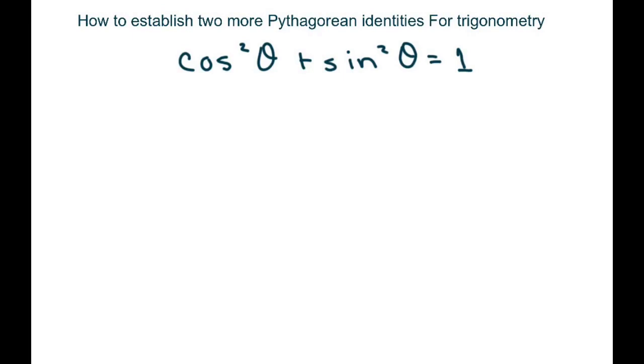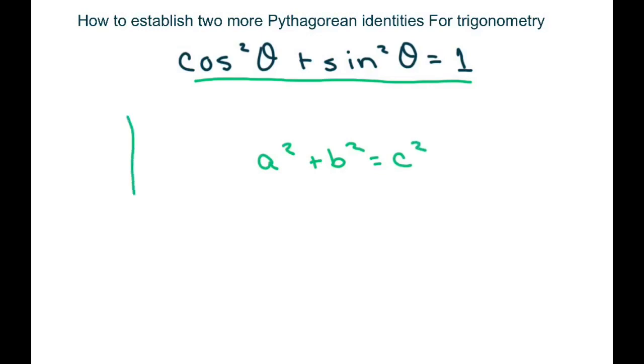To establish two more Pythagorean identities for trigonometry. The first identity that we have is cosine squared plus sine squared equals 1. And where this comes from is your Pythagorean theorem, which is a squared plus b squared equals c squared.